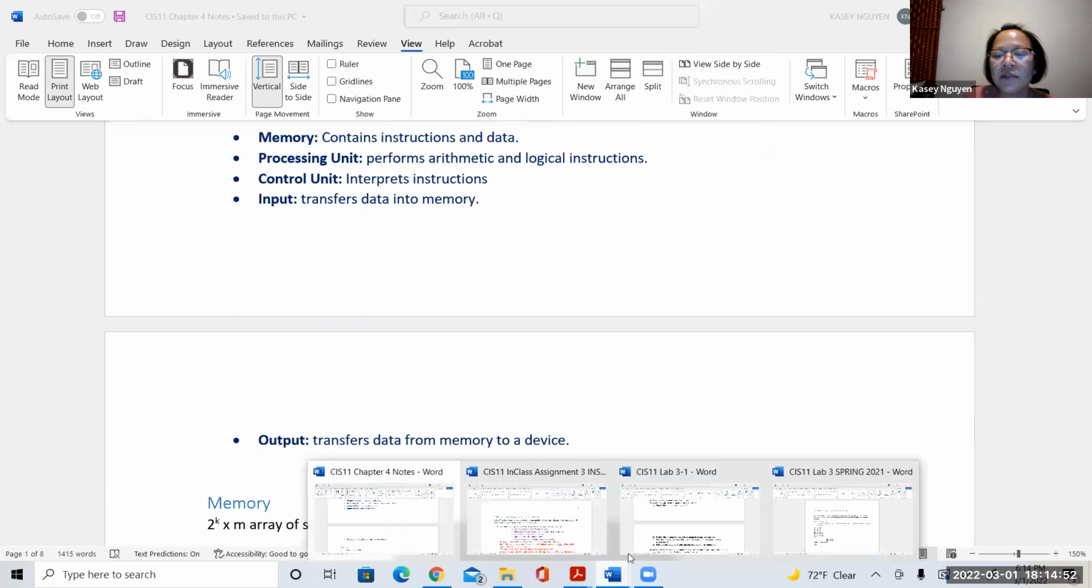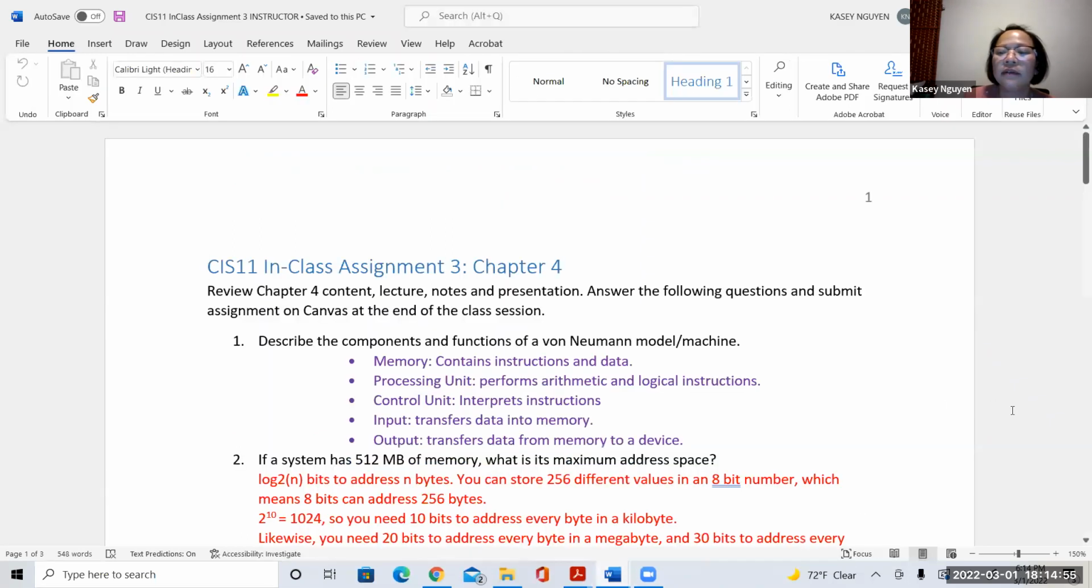Okay, so let's switch over to our assignment now. For number 1, we need to describe the components of the von Neumann model or machine. You often hear it referred to as the von Neumann model or von Neumann machine. So, taking what's in the notes, we can specify what the memory does, right? It contains instructions and data. The processing unit performs arithmetic and logical instructions.